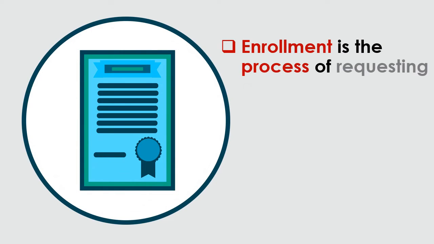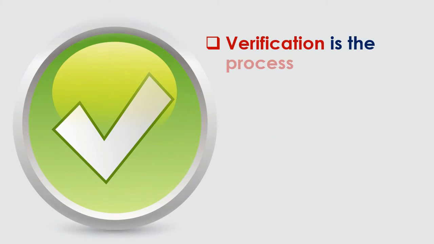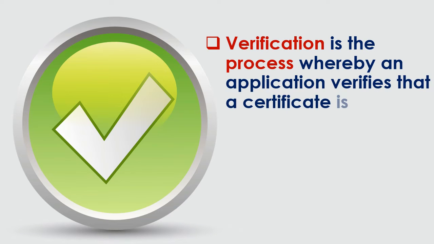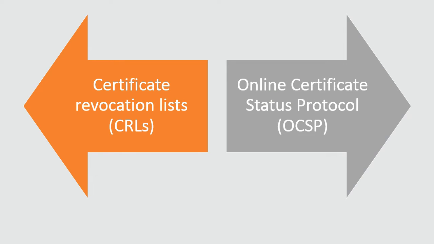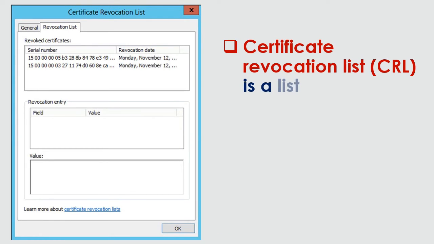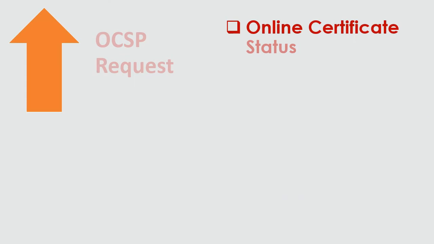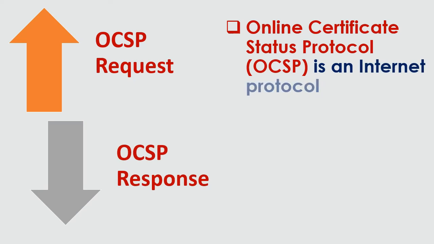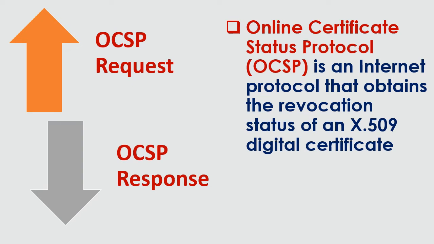Enrollment is the process of requesting a certificate from the Certification Authority, CA. Verification is the process whereby an application verifies that a certificate is valid. 2 types of verification methods are certificate revocation lists, CRLs, and Online Certificate Status Protocol, OCSP. A Certificate Revocation List, CRL, is a list of digital certificates that a CA has revoked. Online Certificate Status Protocol, OCSP, is an Internet protocol that obtains the revocation status of an X.509 digital certificate.